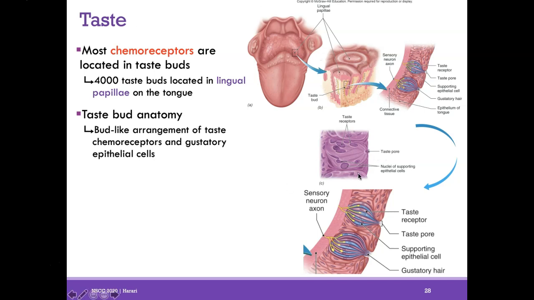This is an actual taste bud over here. This is one taste bud, this little circle. If we were to zoom in, let's look at the tongue over here. This is a lingual papilla, this whole little bump. And if we were to zoom in, you can see these little circles. Each of those are taste buds. So each lingual papilla, each bump on your tongue, has many of these taste buds. Each lingual papilla can have up to 250 different taste buds in it.